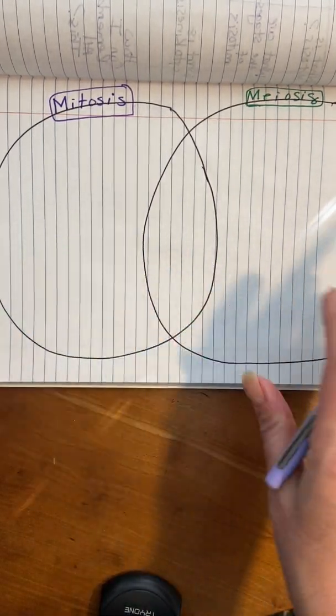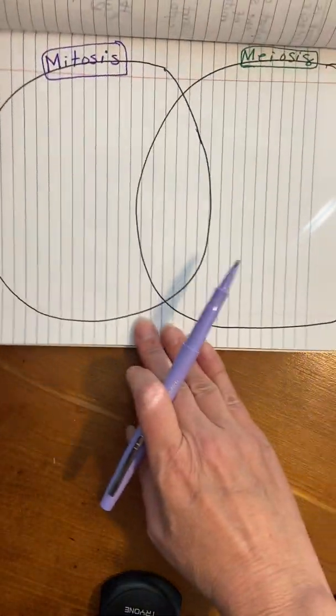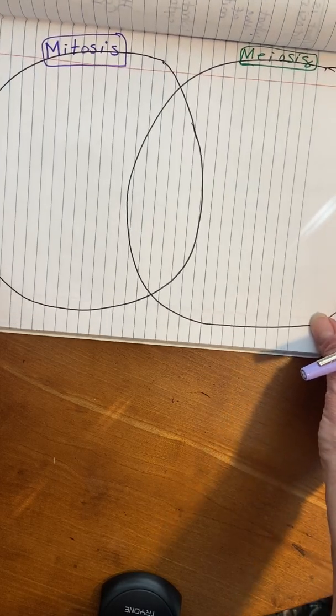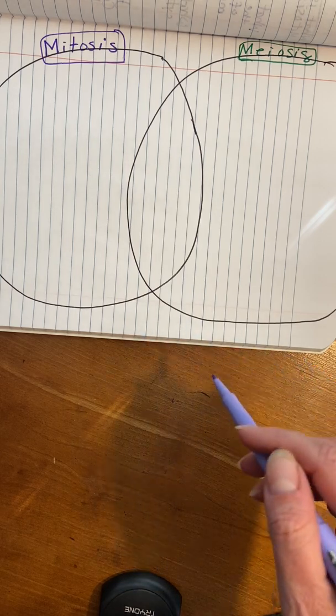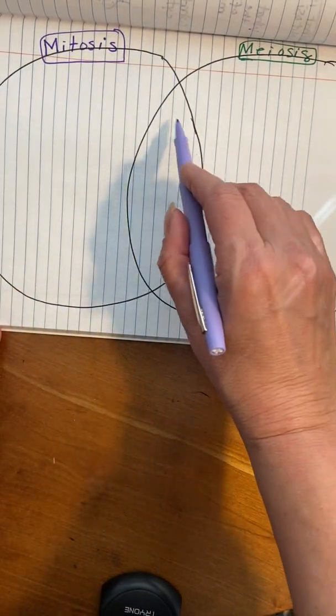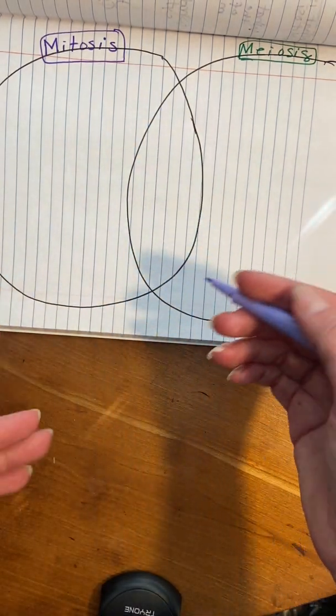So I went ahead and took my interactive notebook and turned it sideways. Hopefully, I might have to move mine around a bit so you can see. Not great perfect circles, but you get the idea. This is the Venn diagram, so we're going to list what mitosis and meiosis have in common and how they are different. So let's first start by how they are alike.